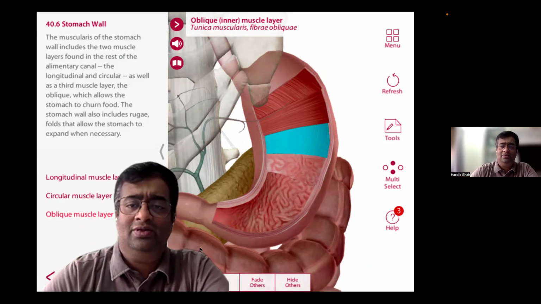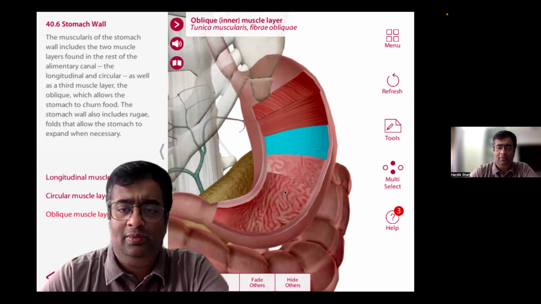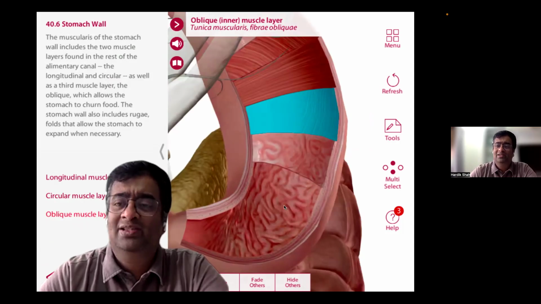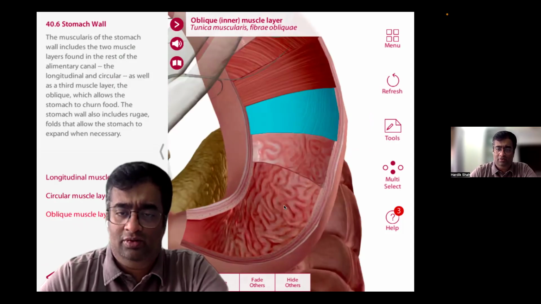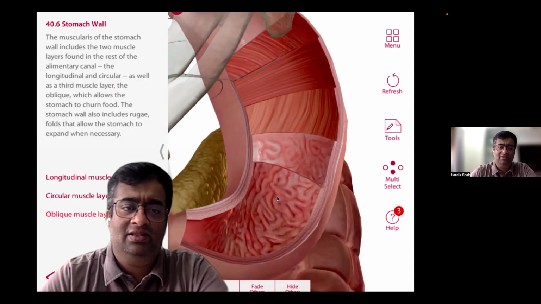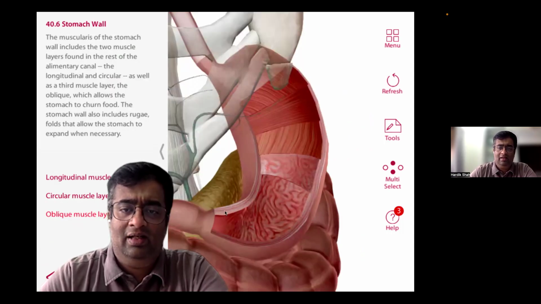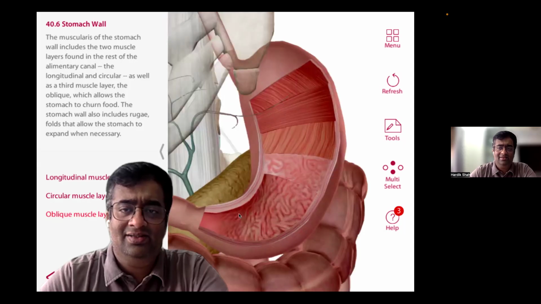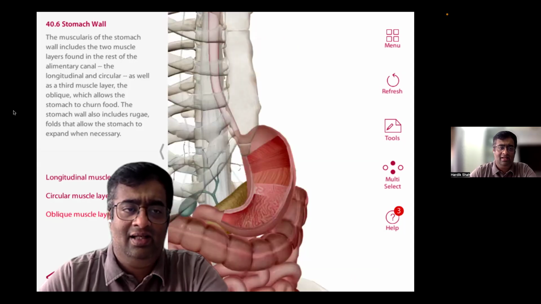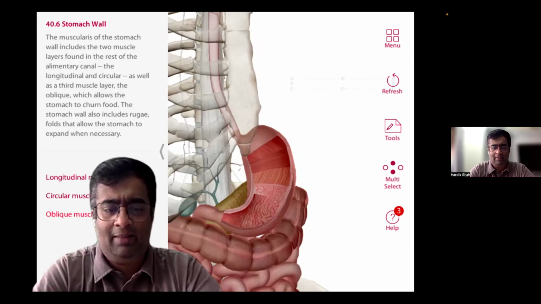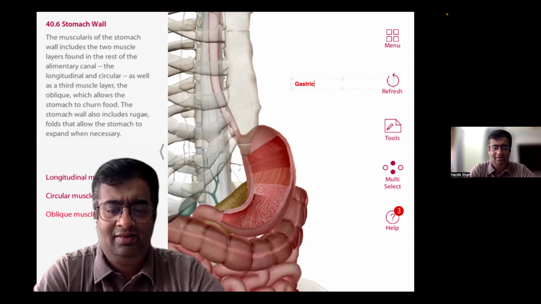The folds that you see inside the stomach, if I zoom in, are called rugae, which disappear when the stomach gets filled with food. Now, the stomach is internally lined by gastric glands. These gastric glands are responsible for the secretion of certain enzymes. I'll just type it here. The gastric glands secrete the gastric juice.